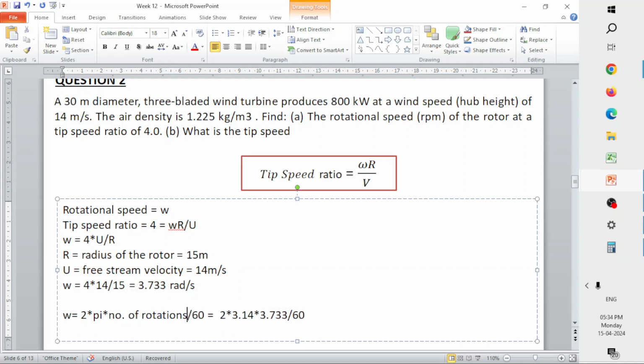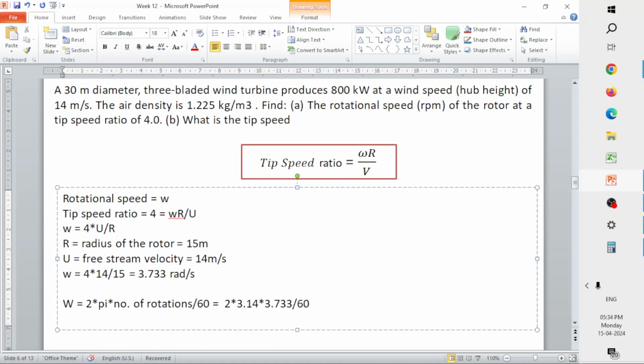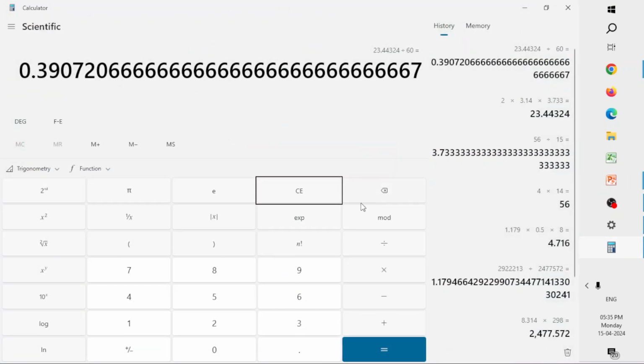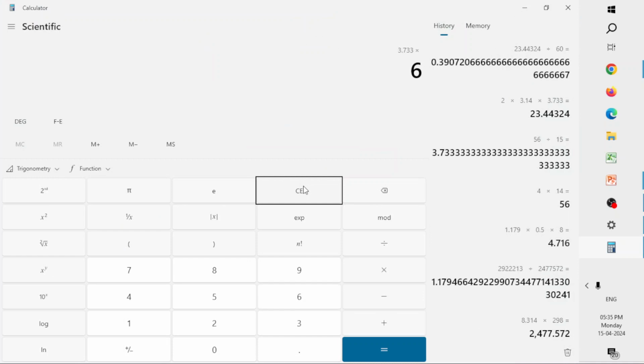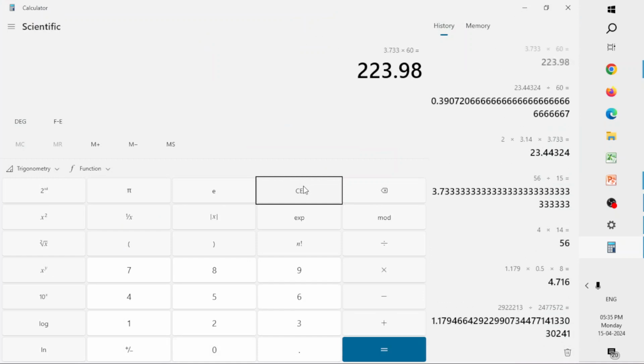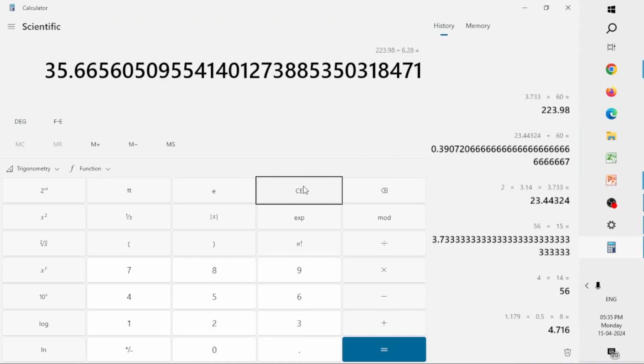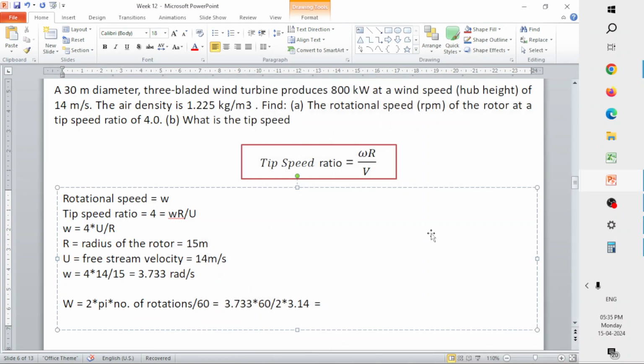I'm sorry, this is my mistake. The angular velocity is equal to 2 pi times the number of rotations divided by 60. So in that case you have to multiply 3.733 times 60 divided by 2 times 3.14. If you do that, the value will be 35.66 rotations per minute, or RPM. So this is how you need to calculate.